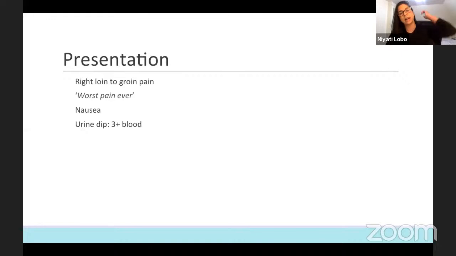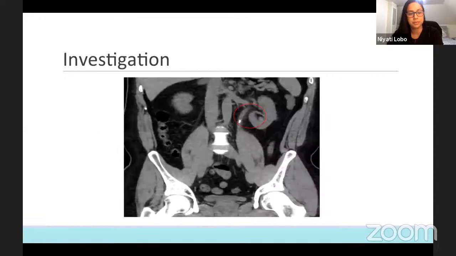It presents as loin to groin pain, so that's your textbook description, and it is the worst pain ever. Women will tell you that it's worse than childbirth, often associated with nausea and dipstick hematuria. So what investigation do you order?